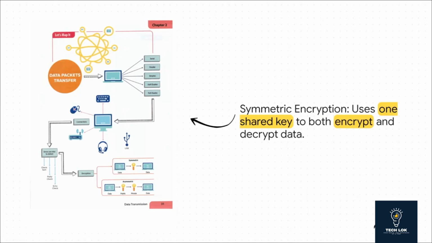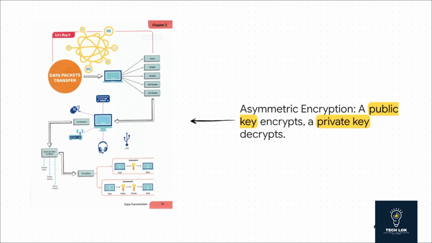So how do you do this? Well, one common way is called symmetric encryption. It's really straightforward. There's one single secret key. The sender uses it to lock the data, and the receiver uses the exact same key to unlock it. It's simple, it's effective, but it does have one big challenge. How do you securely share that one key in the first place?